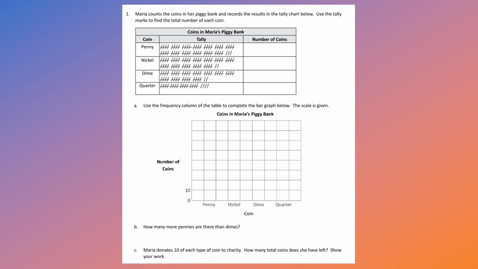I also see tally marks. What I don't see is the number of coins. That means that I have to fill in the number of coins. Those tally marks represent the number of coins. So I'm going to have to use those tally marks to figure it out.